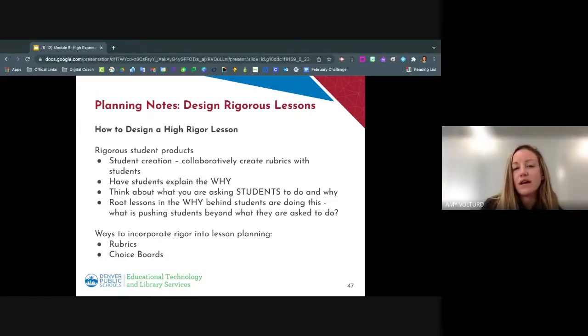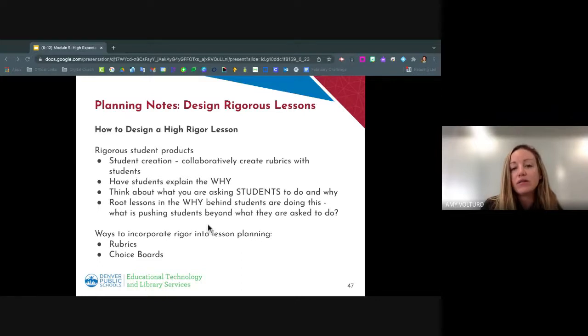So, how to design a high rigor lesson. There's actually a part of this strategy group where you're going to do it yourself, and we can walk you through what it looks like to design one of these. There are a couple of different options. One is having students involved in the creation process of building a rubric or even a choice board, and then really thinking about the why, where the outcome is that students have to explain the why.